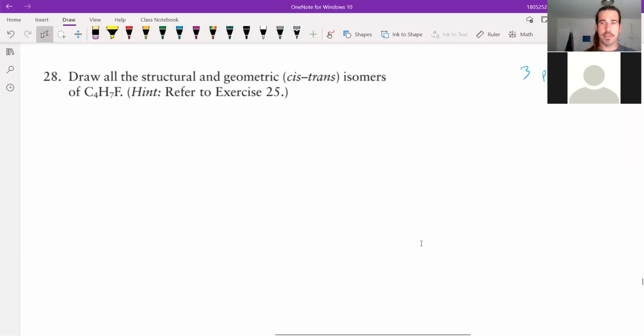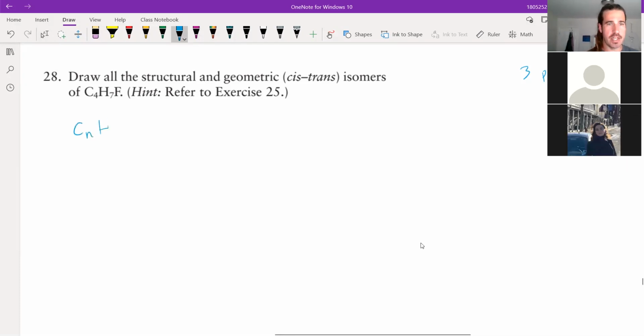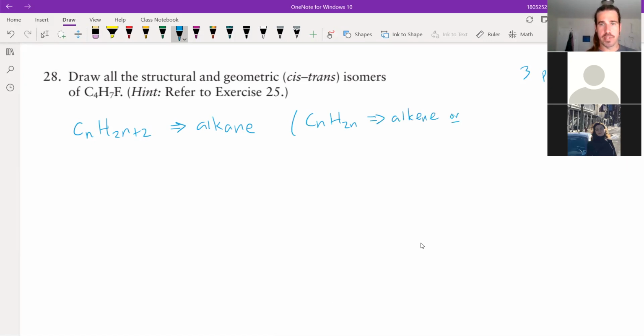Okay, so one thing with the formulas, and I mentioned this in the isomer video, is when you have a CnH2n+2 formula, that's an alkane formula, right? As a comparison, CnH2n would be like an alkene, or it could be a cycloalkane. This has to do with unsaturation.